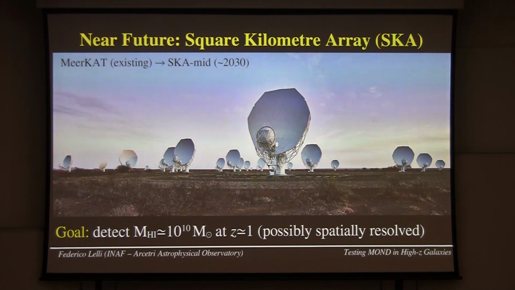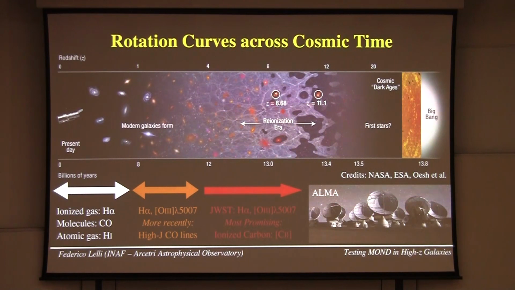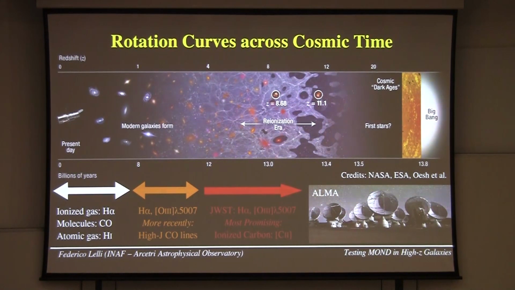So we understand that if we want to go to really high redshift, HI is not an option for our generation of astronomers. And so we have to look for different lines. What is available? In the redshift window between 1 and, let's say, 4, a lot of work has been done already with the H-alpha and oxygen III lines, so ionized gas, which can be observed with near-infrared spectroscopy.